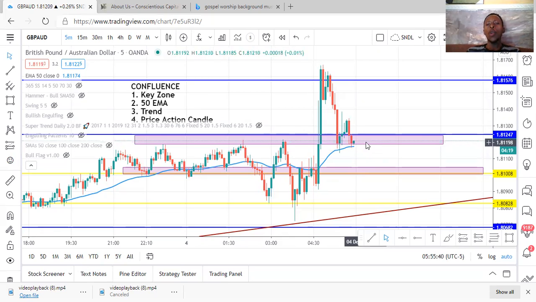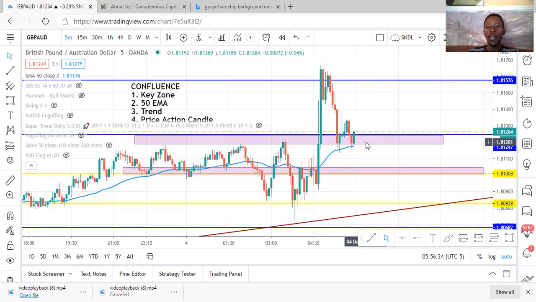Thirdly, you wait for rejection on your zone. Wait for price to be rejected on your zone to give you confirmation. Fourthly, price action. So you look at what the candlestick is saying, what the candles are saying. That's what you should look at. Once 3 out of these 4 are confirmed, then you are good to take your trade. You are absolutely good and set to take your trade.